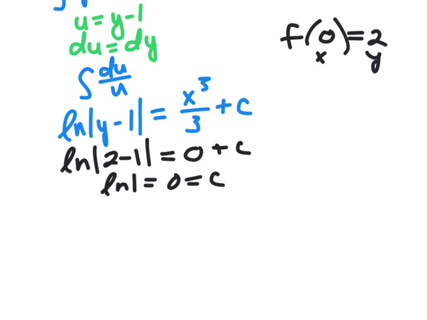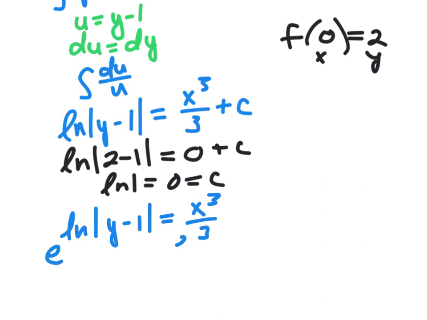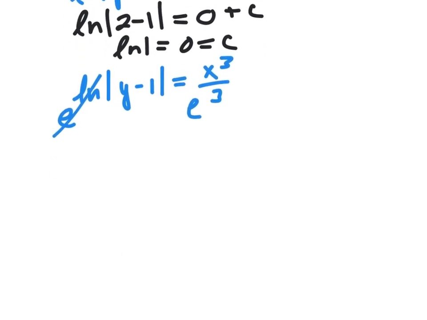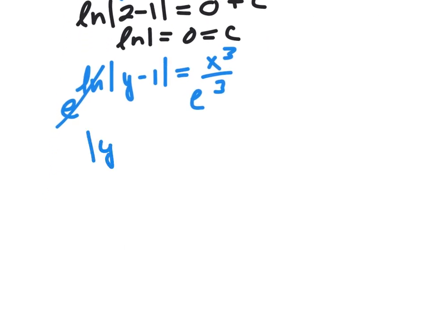steps. So if I rewrite this, we have ln absolute value of y minus 1 is equal to x cubed over 3 plus c, which is now 0. And now that I have my c value already calculated using the initial condition, my next goal is to isolate y. So to get rid of ln, we're going to raise each side to a power with e as a base. That'll allow me to cancel out the e to the ln. Then I'm left with the absolute value of y minus 1 equals e to the x cubed over 3.